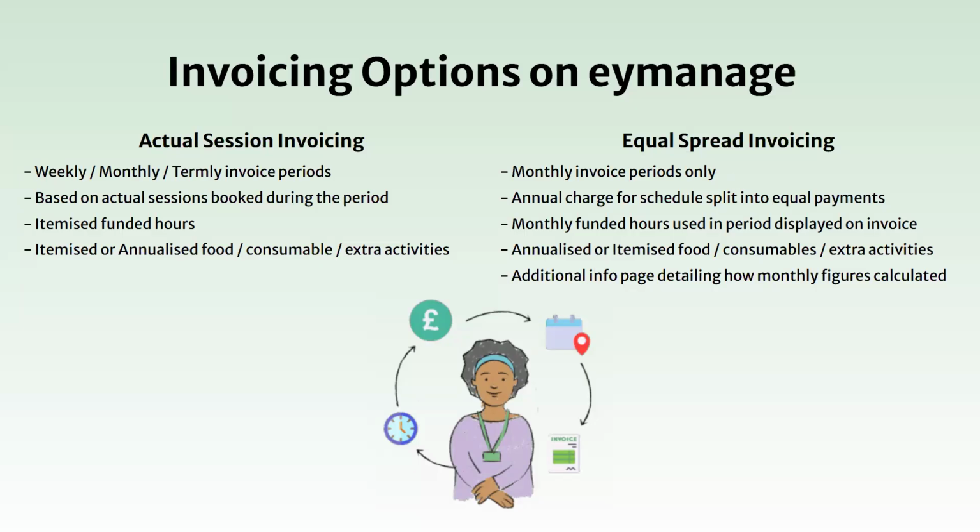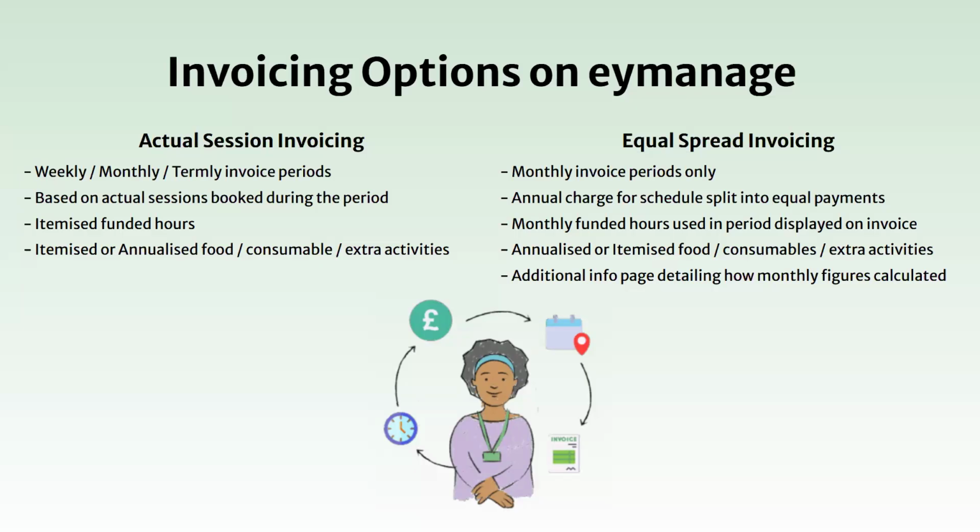And the element here is that we're going to calculate an annual charge, which we split into equal payments, as I explained. Now, the difference here is that when we think about funded hours used, we're not able to itemize the funded hours week by week on the invoice front page. So we present a monthly funded hours total. How many funded hours were used by that child within that month period? Alongside that, you'll see in a moment, we also show a charged hours total as well. Again, we can bill the food, the consumables, the extra activities on an annualized basis, or they can also be itemized on an equal spread option.